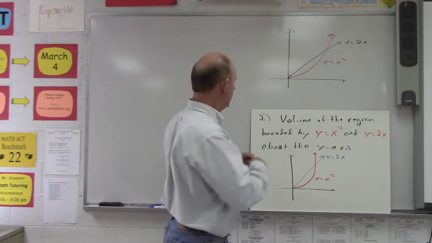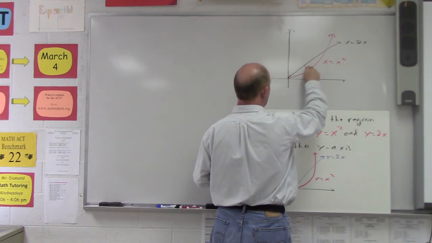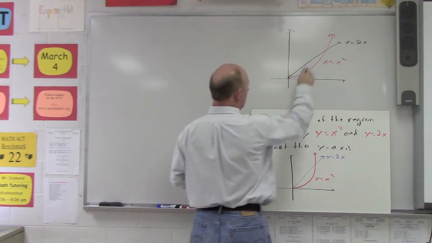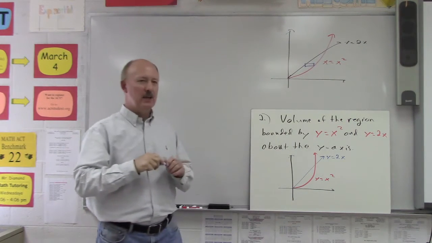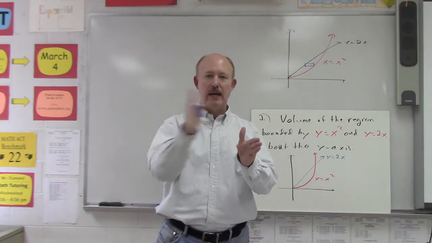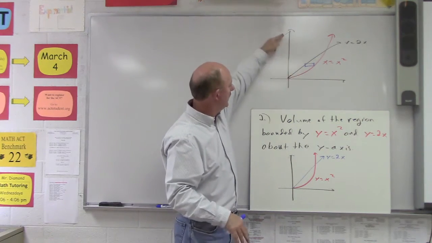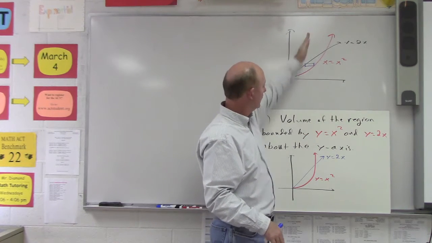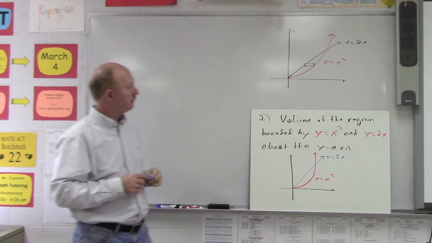Now, if we set this up, go ahead and draw our representative rectangle. Remember, your representative rectangle is always drawn perpendicular to your axis of rotation. So if you're rotating about the x-axis here, this should be perpendicular to the x-axis. If you're rotating about the x-axis, it would have to be vertical. So you draw a representative rectangle.